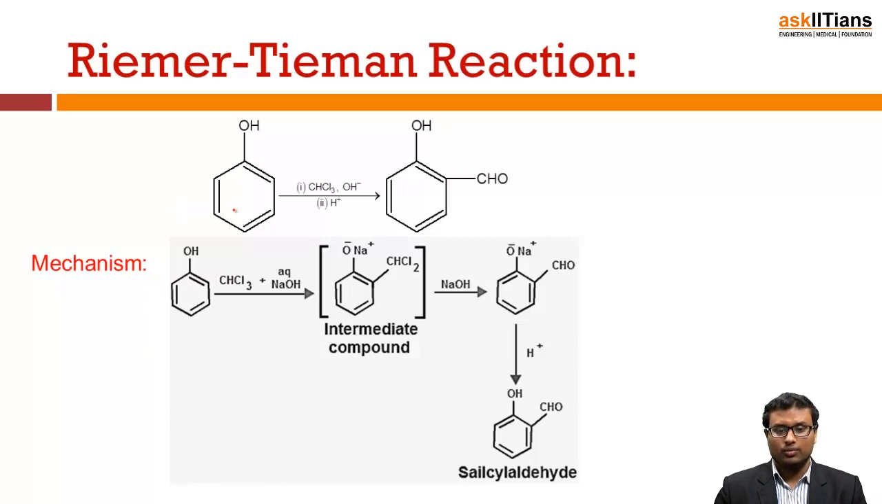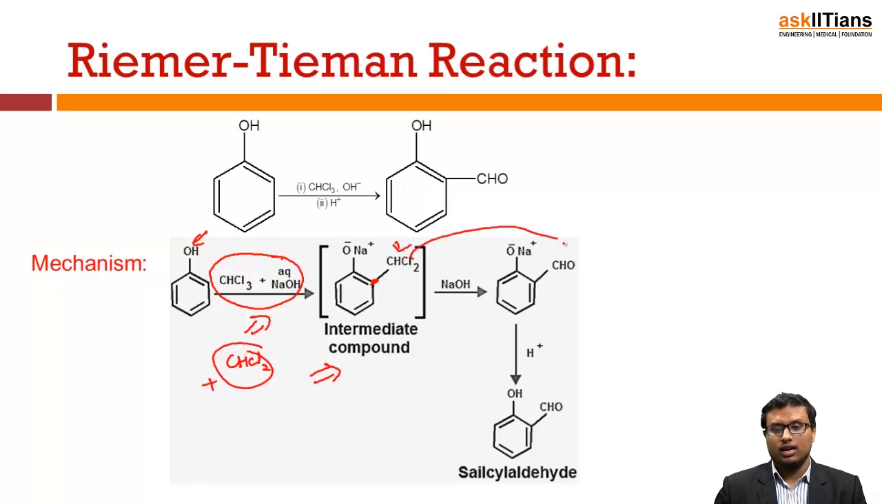So you have a phenol. You will be using CHCl3 and aqueous NaOH, and in the intermediate you can see that you have CHCl2 as an electrophile. That electrophile gets added to the ortho position, and not only that, we get a phenoxide here. The CHCl2 converts into an aldehyde, and on hydrolysis you get salicylaldehyde. Now let's look into the paragraph questions.